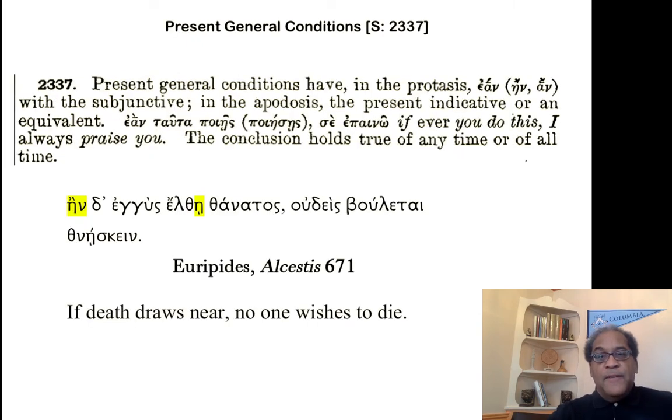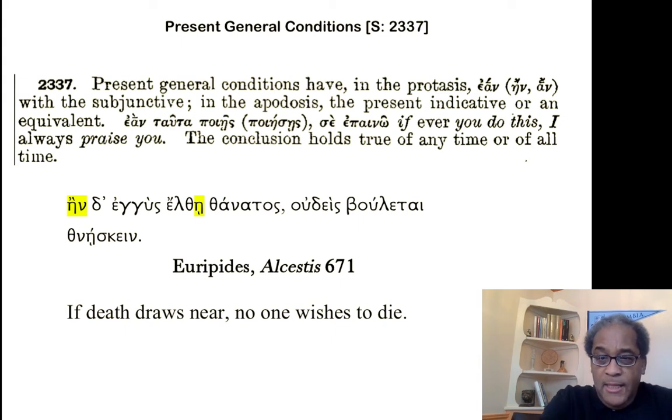So how about the specifics? Let's look at the present general conditions. Present general conditions have, in the protasis, ean with the subjunctive, and in the apodosis, the present indicative or any equivalent to the present indicative. Ean tauta poies, se epaino. If ever you do this, I always praise you. The conclusion holds true of any time and of all time.